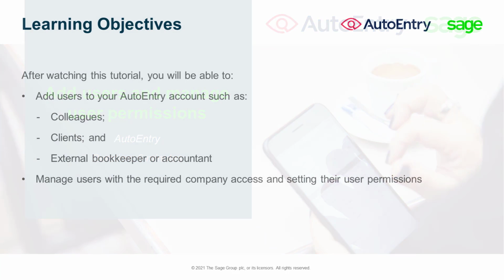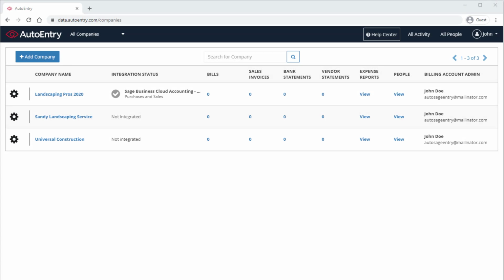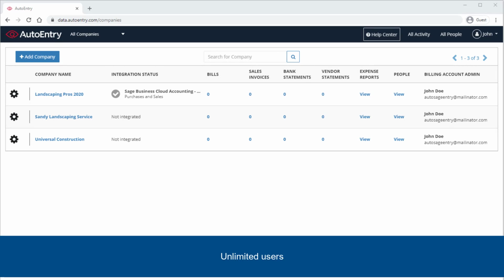In this tutorial, you will learn how to add users to your AutoEntry account, such as colleagues, clients, an external bookkeeper or accountant, and also learn how to manage these users by providing them access to the required companies and their user permissions. The great news is that you can add an unlimited number of users to your account without any additional charges.